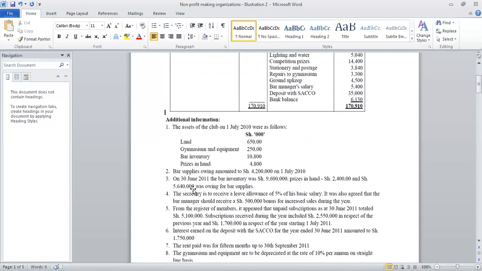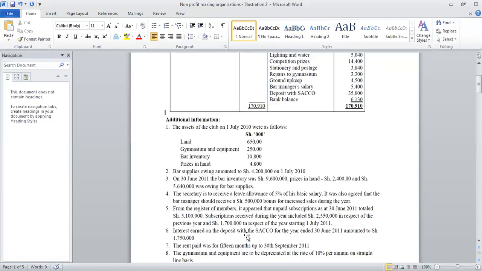Also, you will find that there's a subscription. The subscriptions that we received in the financial year, we are supposed to do some adjustment. Some of them are for the previous year, some of them have not been paid, and something like that. So we need to prepare the subscription account so that we can determine the subscription amount that was supposed to be paid in this particular financial year.